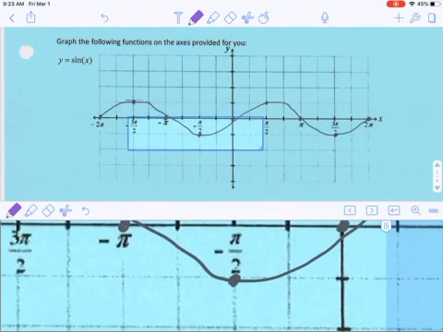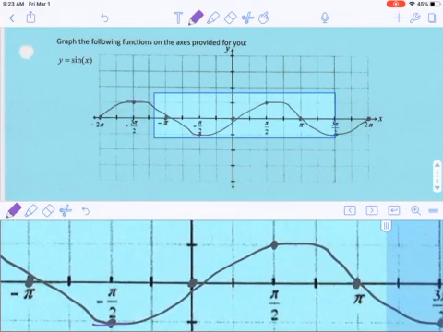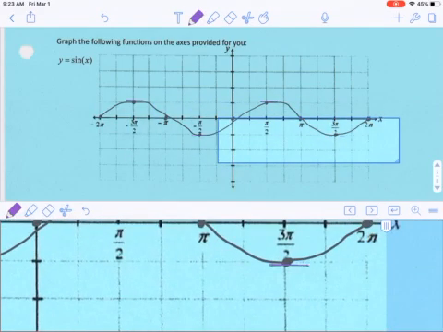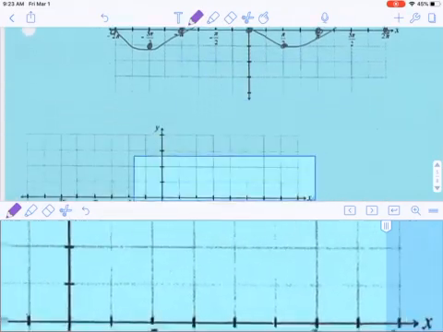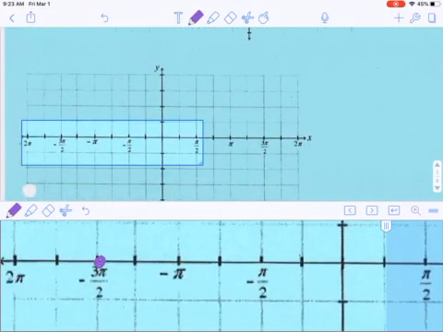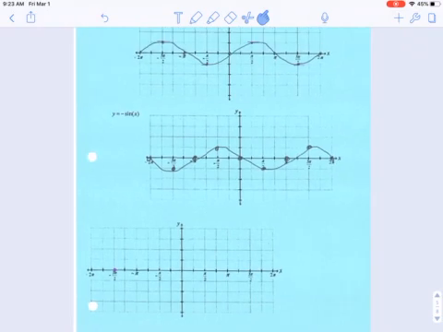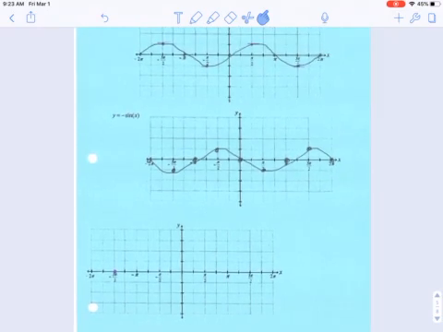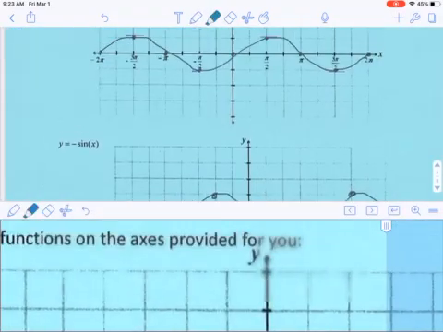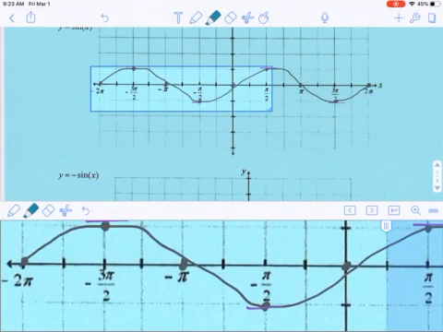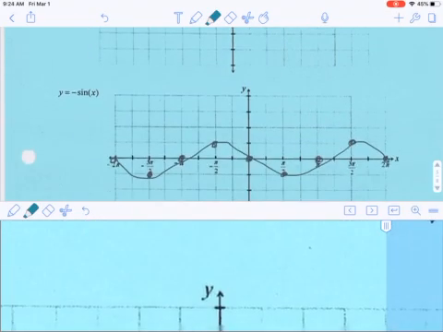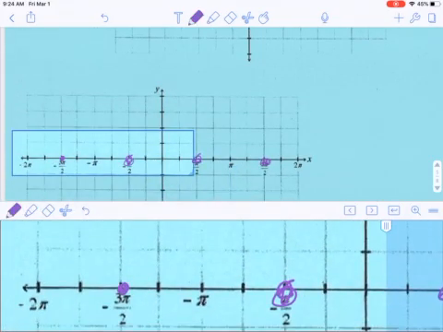Okay, so like here, here, here, and here, and those places will end up as my x-intercepts on this graph. So I'm going to have an x-intercept at negative 3 pi over 2, negative pi over 2, at pi over 2, and 3 pi over 2. Okay, next, in between, let's say before this one right here, I have a positive slope. Okay, so I should be above the x-axis.